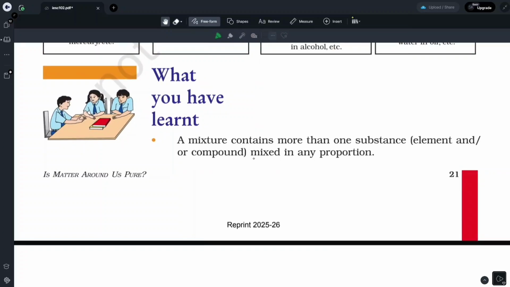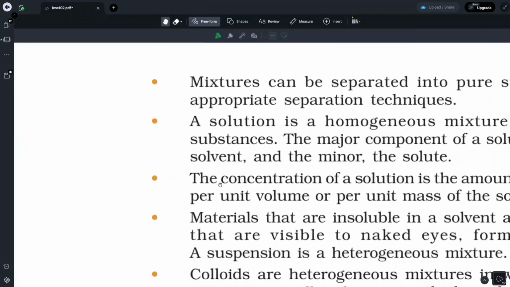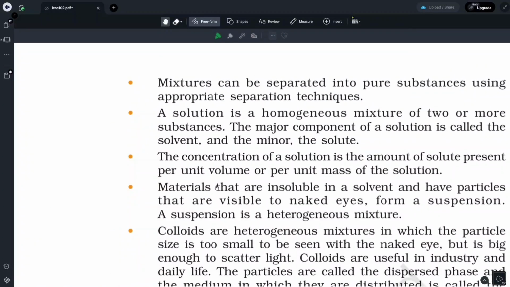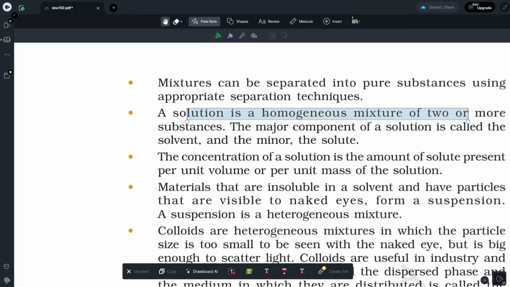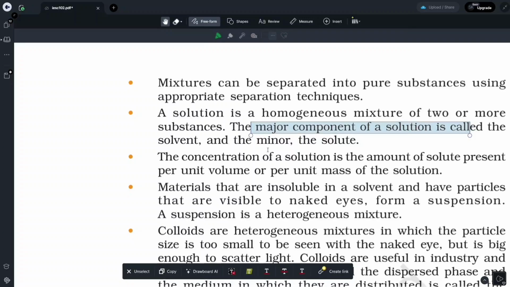A mixture contains more than one substance, elements and/or compounds, mixed in any proportion. A mixture can be separated into pure substances using an appropriate separation technique. A solution is a homogeneous mixture of two or more substances. The major component of the solution is called the solvent and the minor the solute.